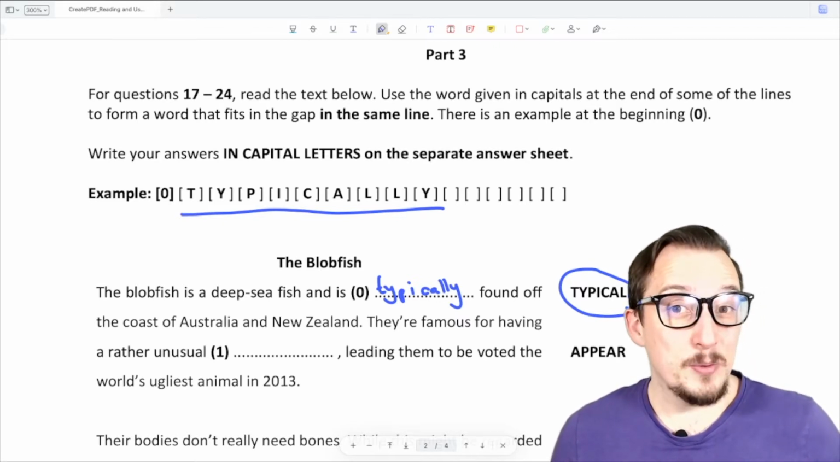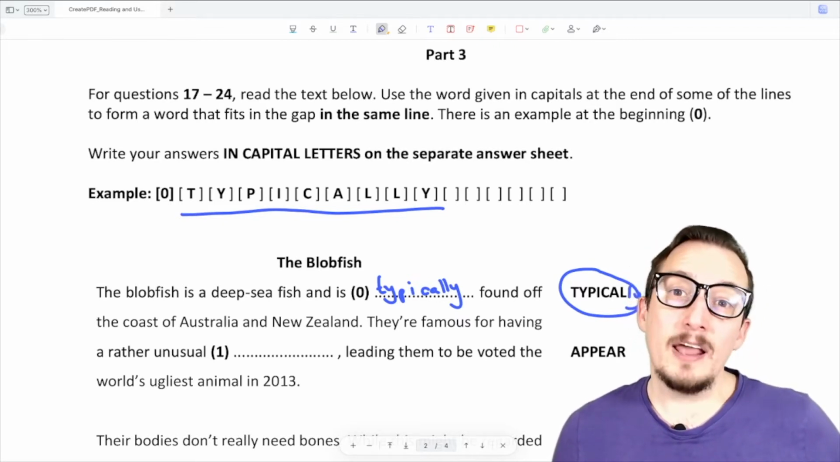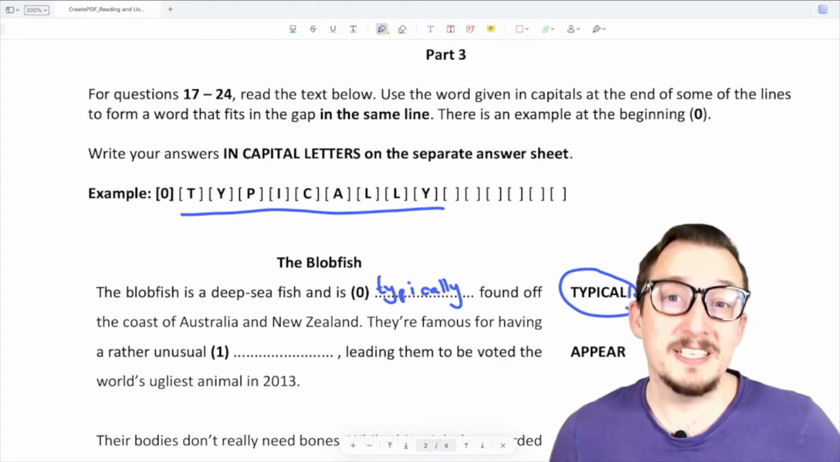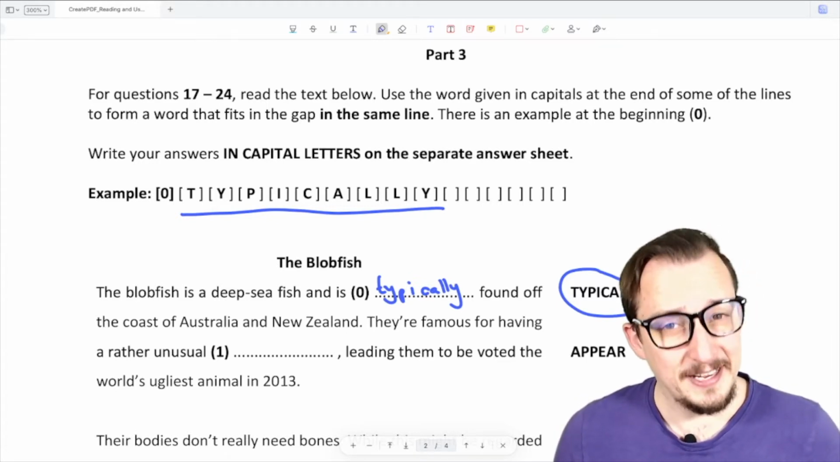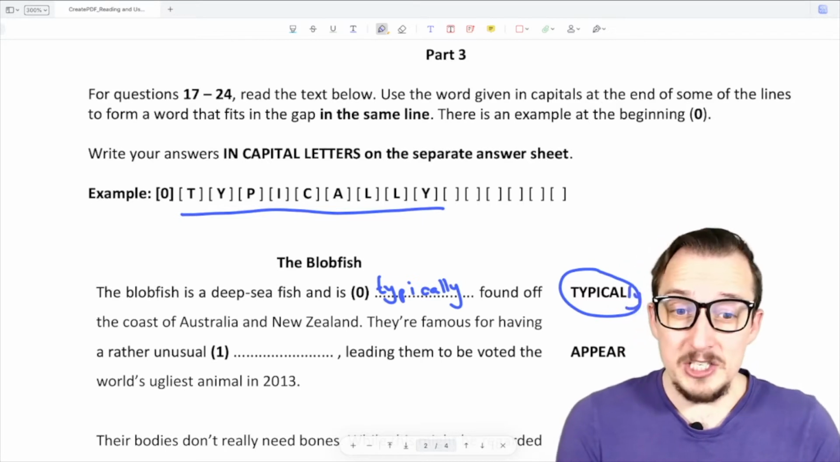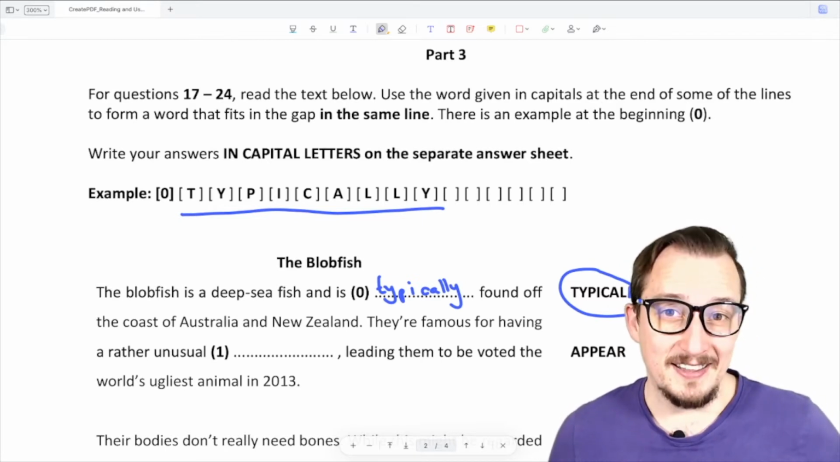So before we continue with the rest of the text, I'd now like to show you a few other examples to give you a better idea of the kinds of things you should think about when changing the form of the stem word into the gap.